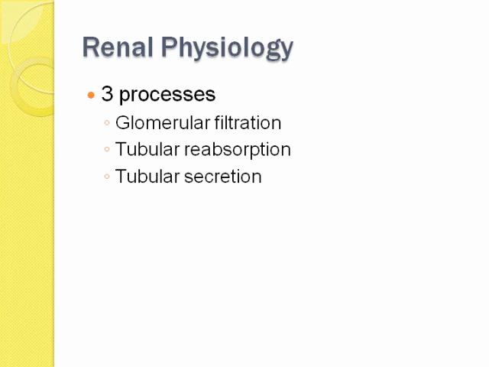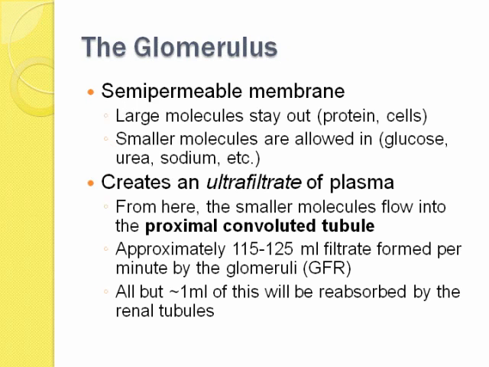So there's three major processes that take place in the kidney: glomerular filtration, tubular reabsorption, and tubular secretion. The glomerulus is a semi-permeable membrane, which means large molecules stay out, they're unable to get through, and small molecules are allowed in. Large molecules like protein and cells, smaller molecules such as glucose, urea, sodium, etc. So what this does, because it's semi-permeable, means that an ultrafiltrate of the plasma forms.